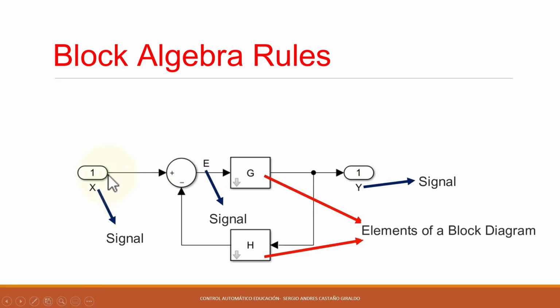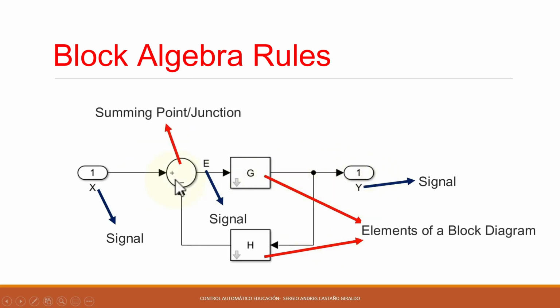So, the signal X, which is an input signal, has a direction that enters this element. In this element, which is this circle, a signal E comes out, which is the error signal. And we also have here that from our element G, which is our block, there is a signal coming out, which in this case is called Y, and it would be this arrow. Remember, the signals are the arrows, and they only have a single direction.